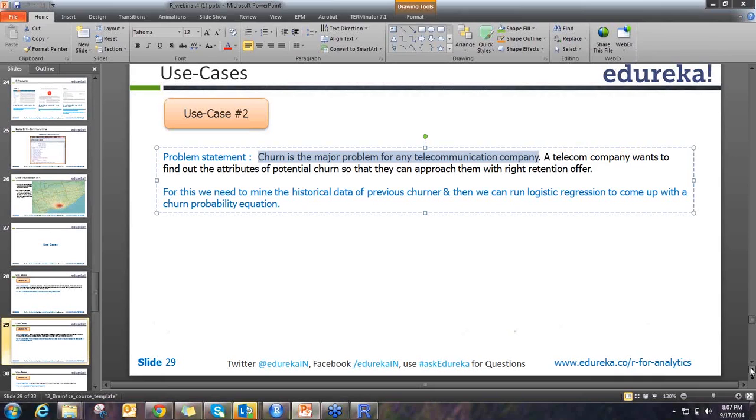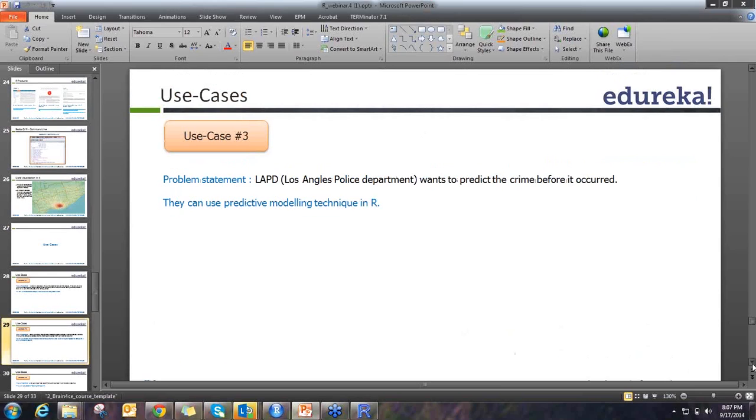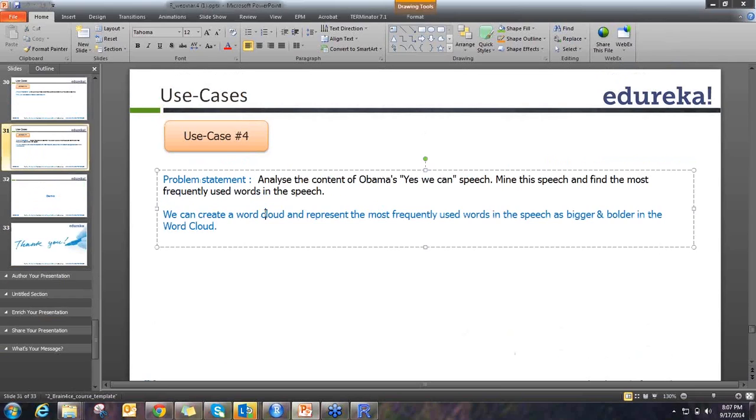Then we have got this particular thing, Obama, which I already told you about. Yes, we can speech. Okay. So what did these people do? They took this particular speech and they created a word cloud out of this. And they found out that wherever Obama had used "yes, we can," in that state, the probability of Obama winning the presidential election was quite high.